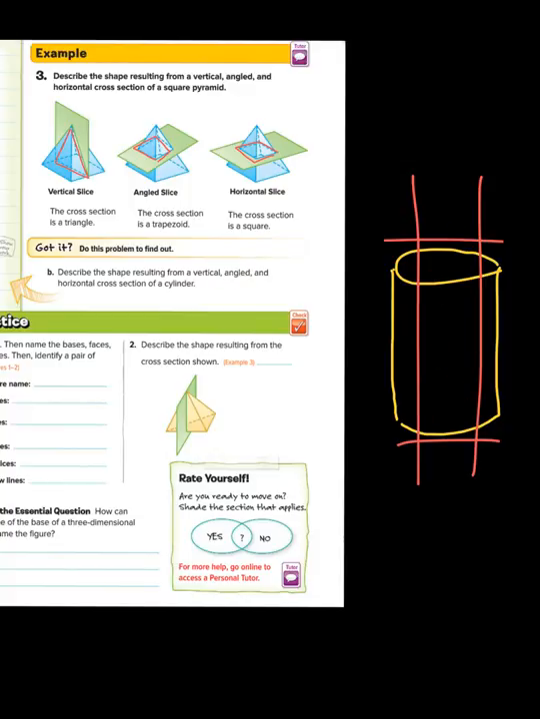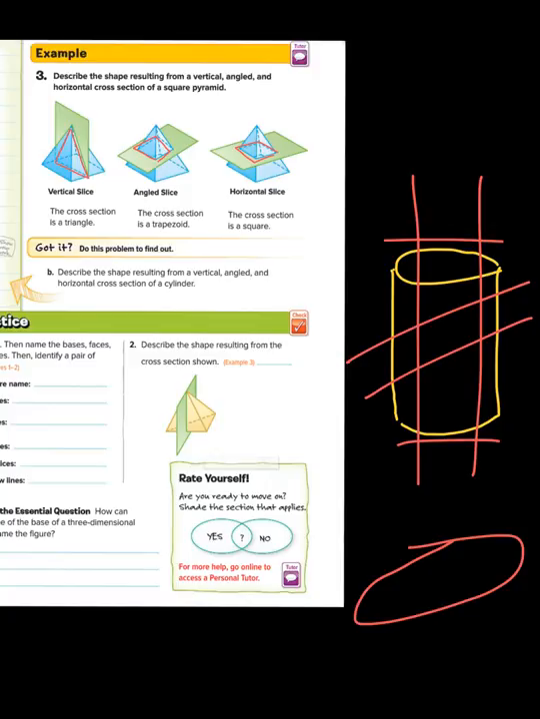If I angle it, let's say I'm able to angle it, and I slice it in this shape, what am I going to get? Well, if I match my angle with my circular shape in the angle, I should get an oval, something that looks like that. Correct? I should get an oval. A stretched out circle. And then if I slice it perfectly horizontally, I should get a perfect circle, just like the top and the bottom of my cylinder. Does that make sense?